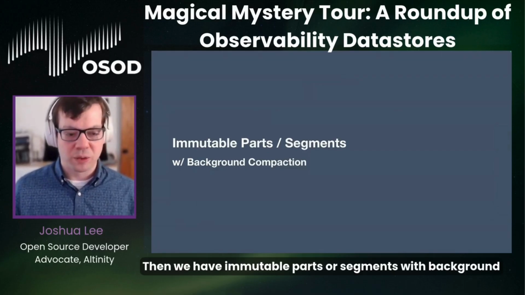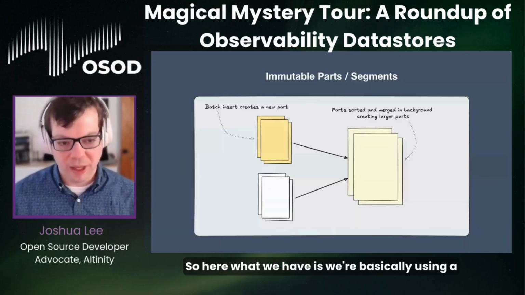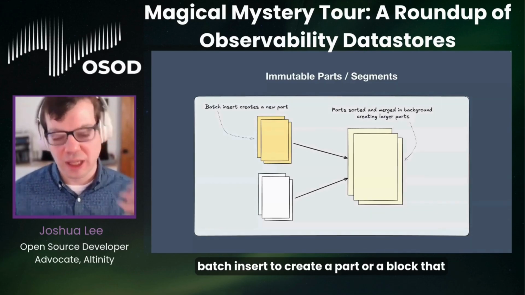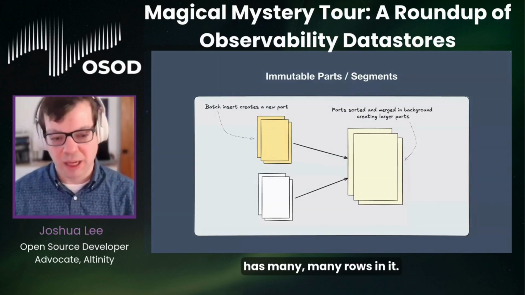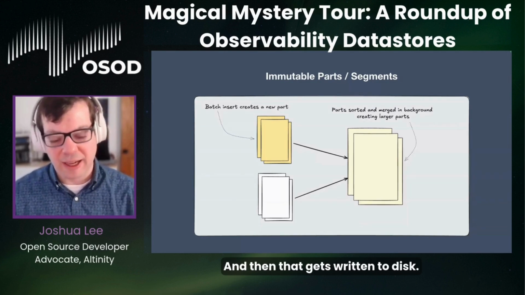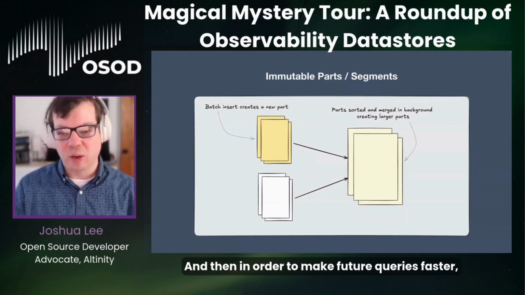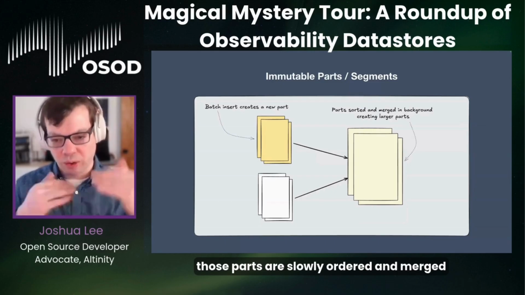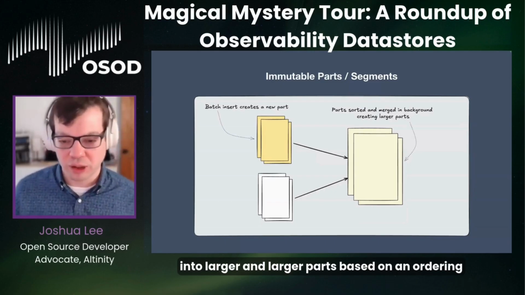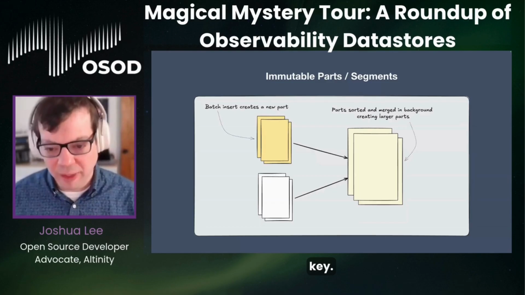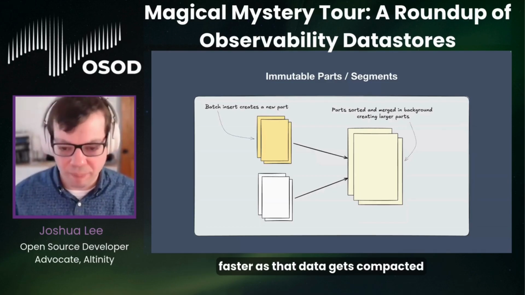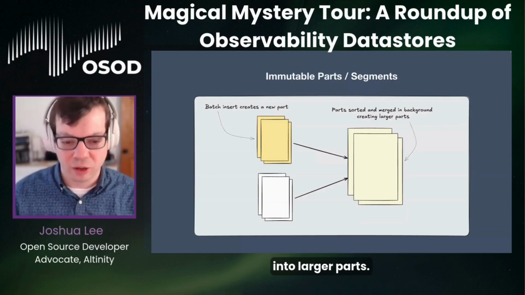Then we have immutable parts or segments with background compaction. So here we're basically using a batch insert to create a part or a block that has many, many rows in it, and then that gets written to disk. Then, in order to make future queries faster, those parts are slowly ordered and merged into larger and larger parts based on an ordering key. That allows us to read the data even faster as it gets compacted into larger parts.